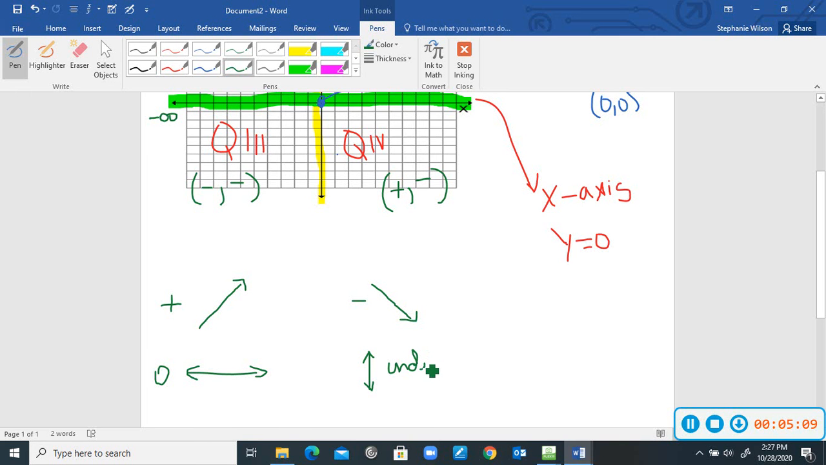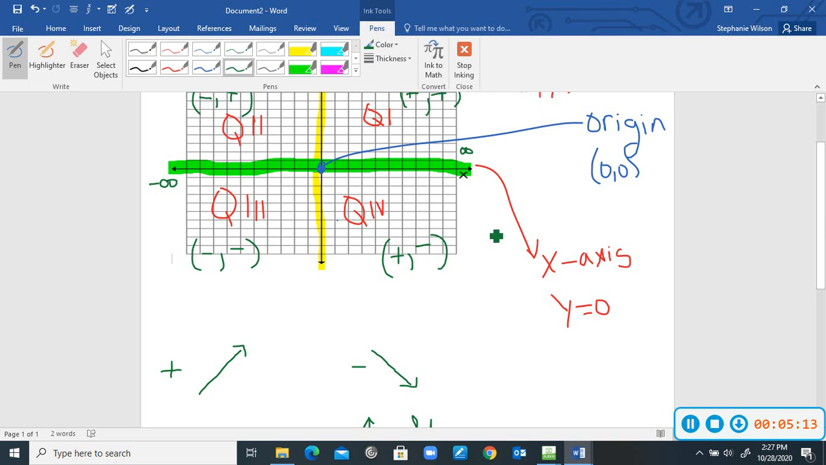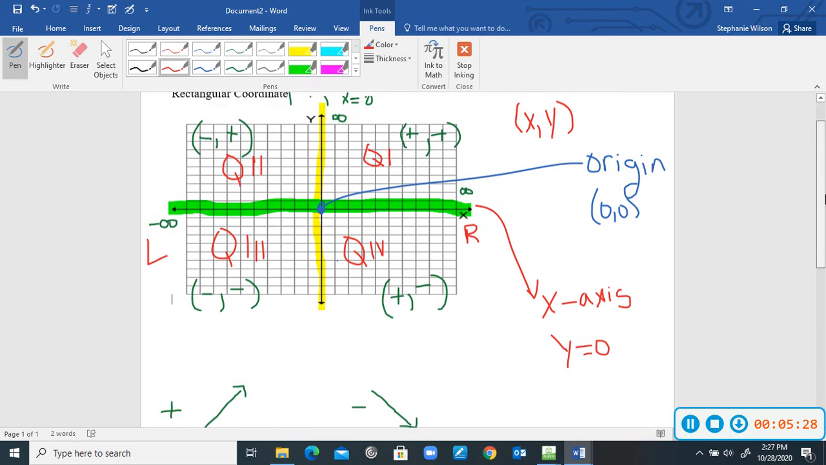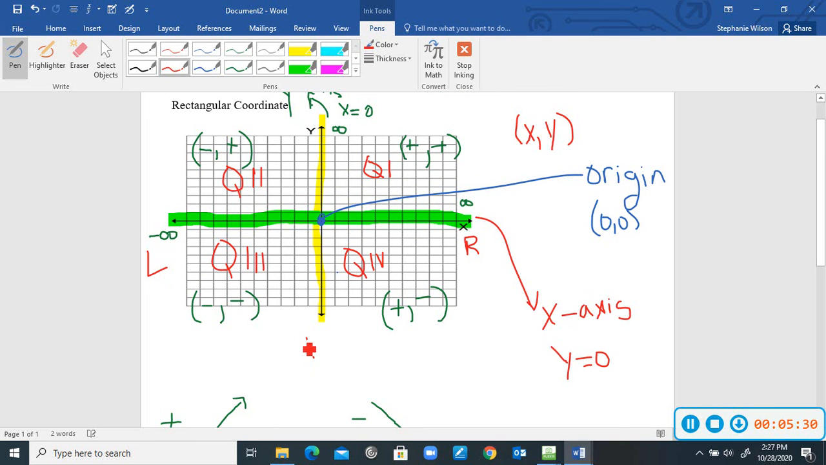And let's talk about how we read. If we are looking at our x-axis, we always read it left to right, meaning we always list our smaller number first and our larger number last. And on my y value, how do I read it? We start at the bottom. This is negative infinity down here, and we go up to the top to positive infinity. And again, you read it smaller number to larger number.